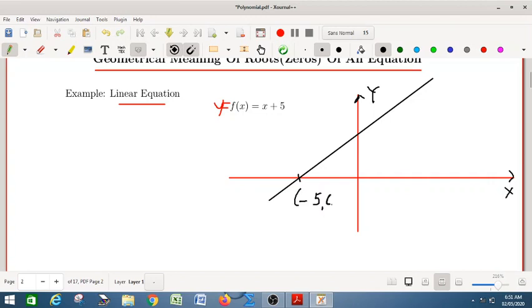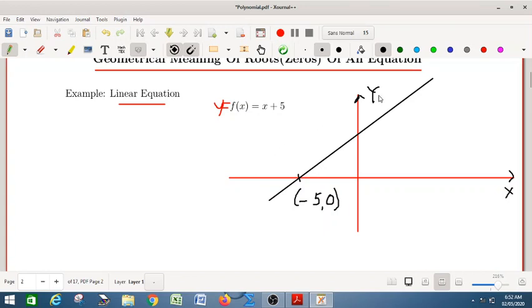So this is the root or zero of that equation, minus 5, because it's actually the value x equal to minus 5, which is a root of the equation x plus 5 equal to 0. It is actually the value of x where the graph of y equal to f(x) meets the x-axis or intersects the x-axis.